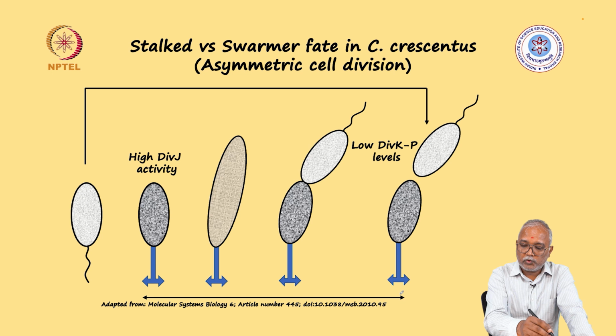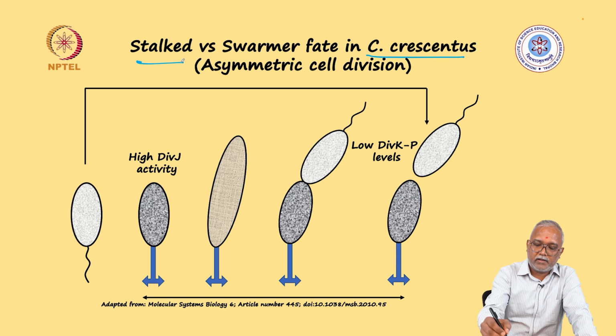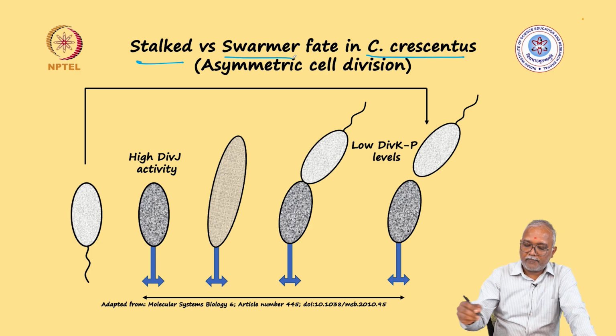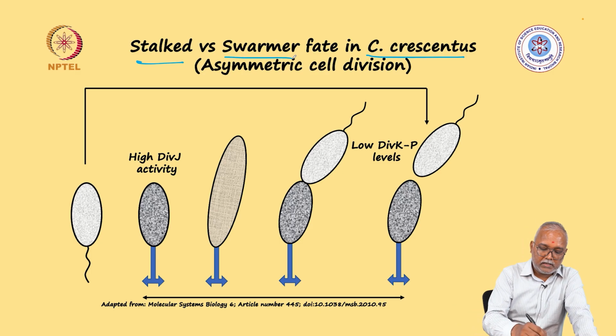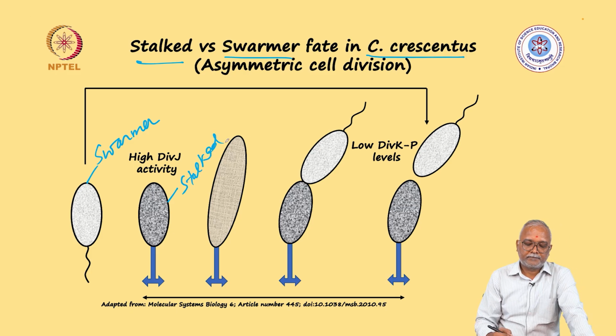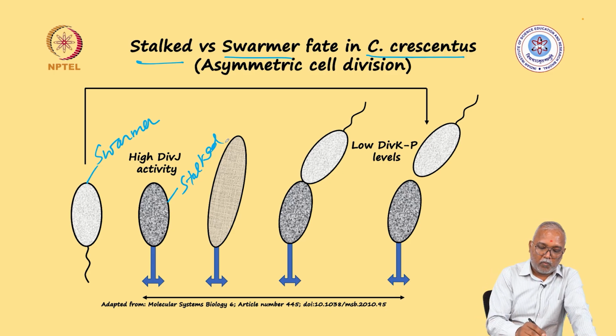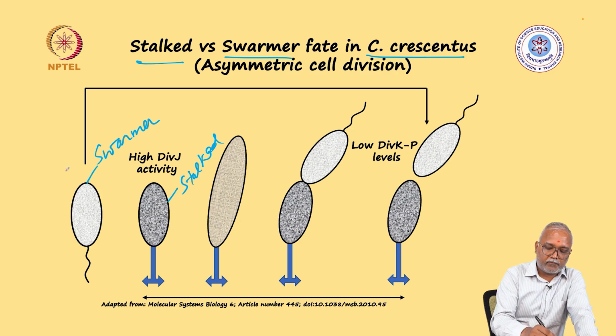So there are two cell types which this bacteria has, stalked cell and swarmer cell. Let's identify them with different designs. So this is your swarmer cell and this is stalked cell. So what you notice here is that you have one situation where there is a signaling composition of DIV-K and DIV-J.